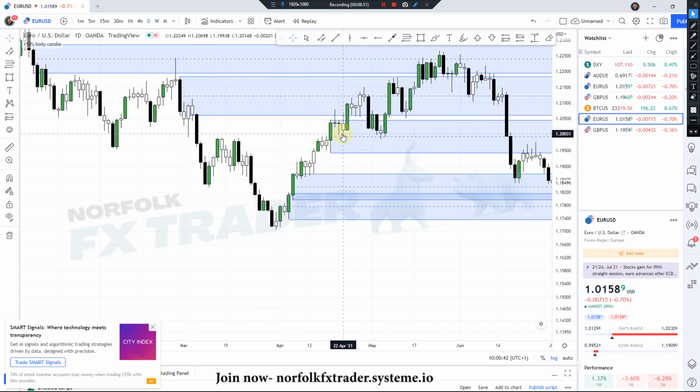You have one entry here you could have taken. A second entry here which actually goes below the low of this candlestick. We have another push to the upside. Now our momentum is still to the upside. We're still bullish in this market.